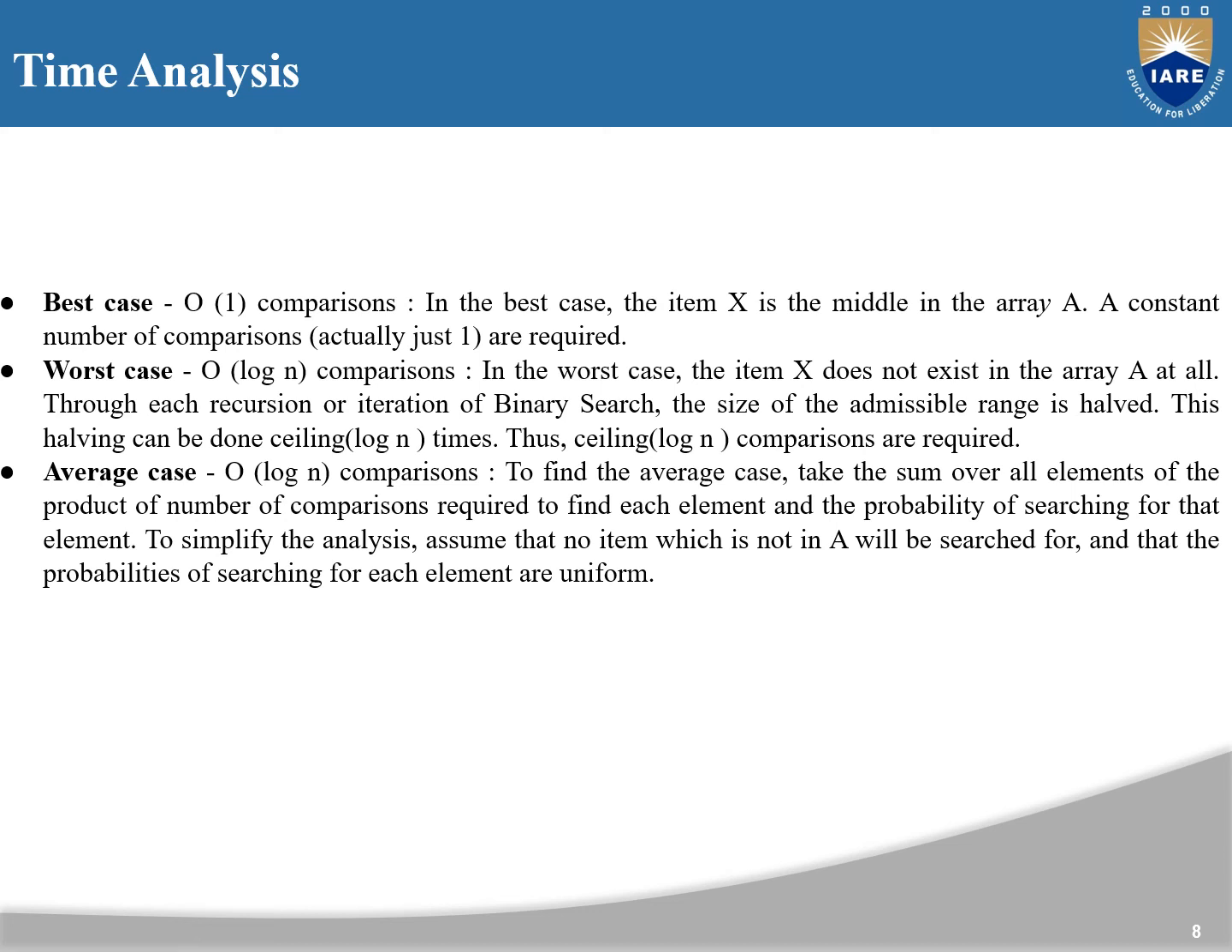Average case: O(log n) comparisons. To find the average case, take the sum over all elements of the product of the number of comparisons required to find each element and the probability of searching for that element. To simplify the analysis, assume that no item which is not in A will be searched for, and that the probabilities of searching for each element are uniform.